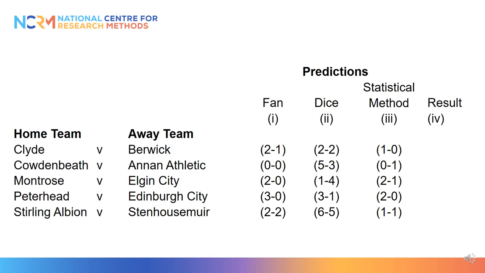Here are the classified results. Clyde 1, Berwick 2, Cowdenbeath 0, and Annan Athletic 2. Montrose 1, Elgin City 1, Peterhead 2, Edinburgh City 1, Stirling Albion 1, Stenhousemuir 1.